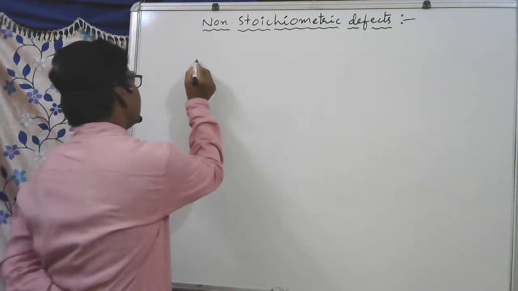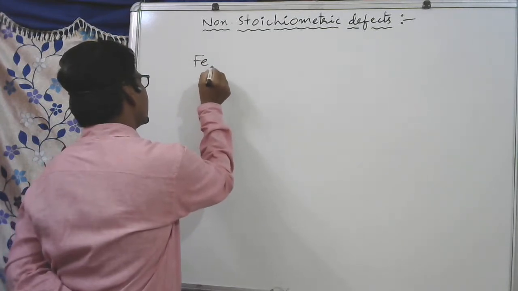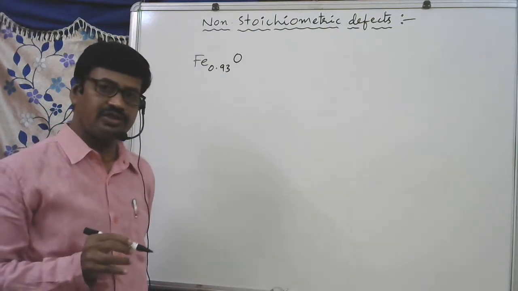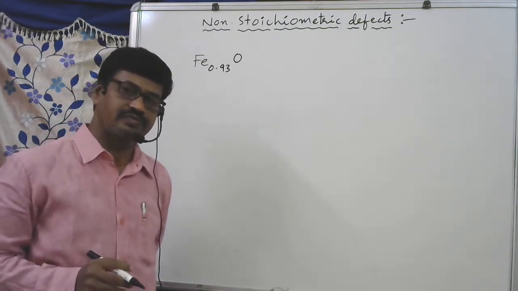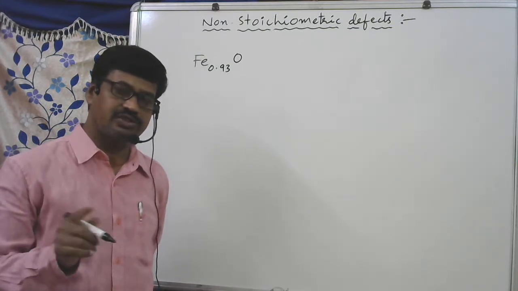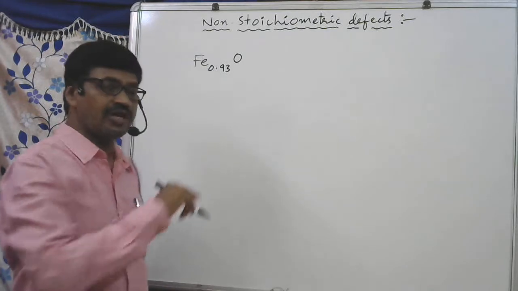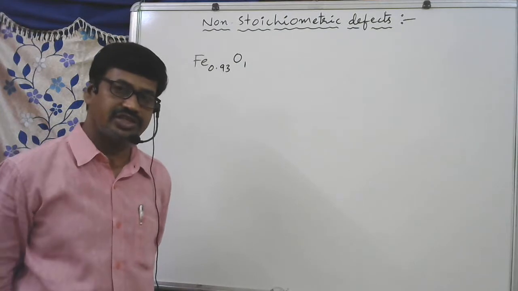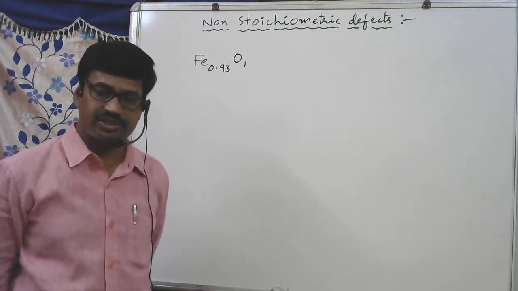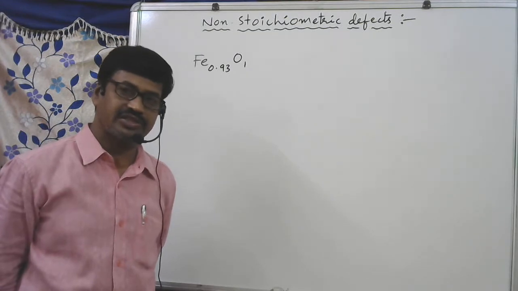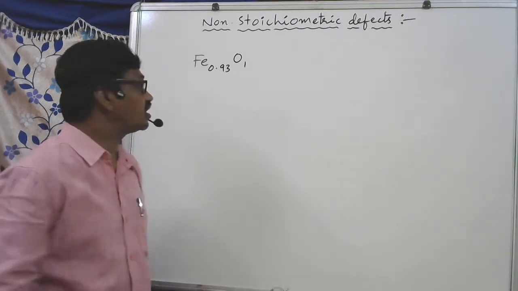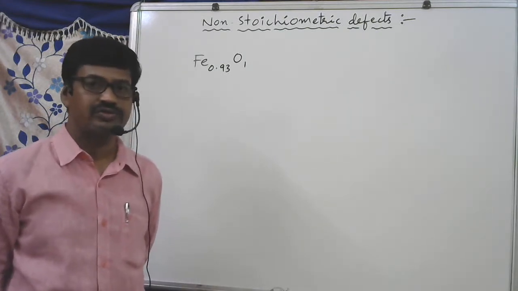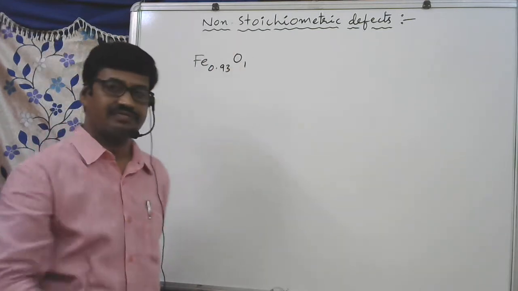Here we can take like this. Here I am taking Fe0.93O. See, instead of FeO, ferrous oxide formula, Fe1O1, it is 1:1 ratio. But here the number of irons are less than 1, that is 0.93, and number of oxygens are 1. So it is not 1:1 ratio. It is not like 2:3 ratio, Fe2O3, it is ferric oxide. It is stoichiometric compound. But Fe0.93O1 is not stoichiometric compound. So here is a non-stoichiometric defect.